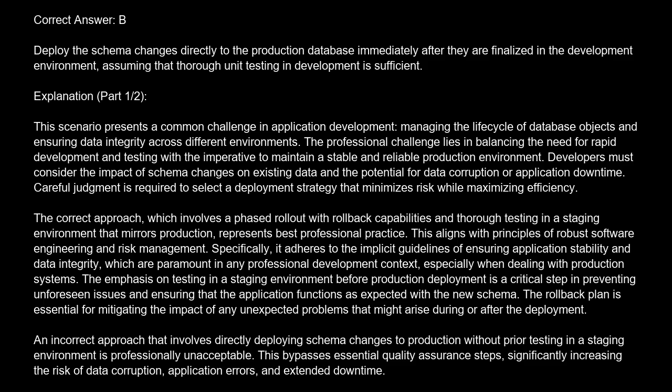The correct approach, which involves a phased rollout with rollback capabilities and thorough testing in a staging environment that mirrors production, represents best professional practice. This aligns with principles of robust software engineering and risk management. Specifically, it adheres to the implicit guidelines of ensuring application stability and data integrity, which are paramount in any professional development context, especially when dealing with production systems.